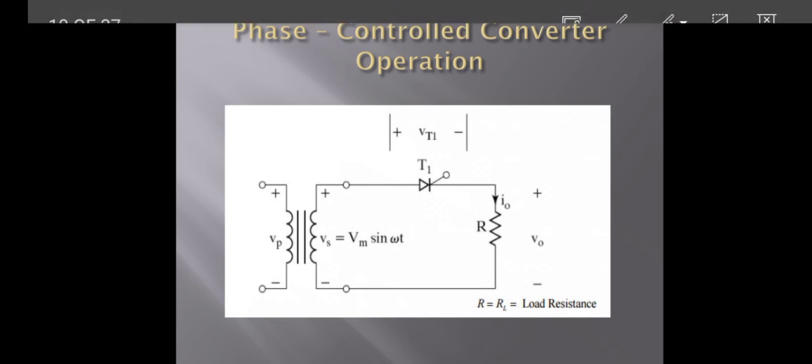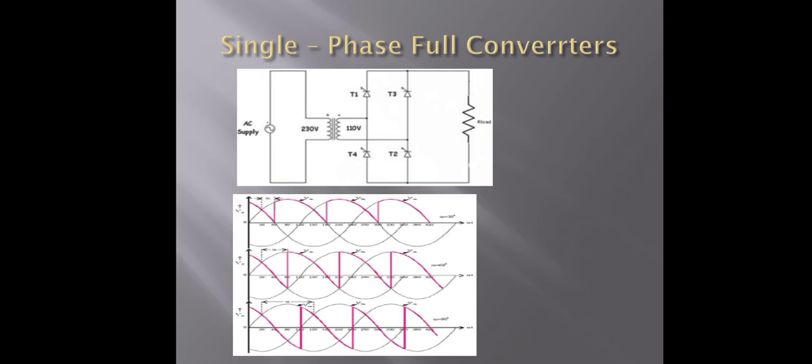Now, the second one is the single phase full converter. This is the circuit diagram of the full converter with waveforms. The input signal is applied using a transformer, 230 volt, 50 hertz frequency. There are four thyristors used here, T1, T2, T3 and T4, connected in opposite sides with the RL load connected.